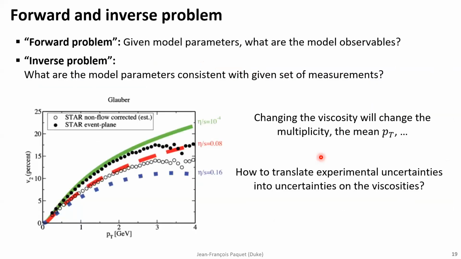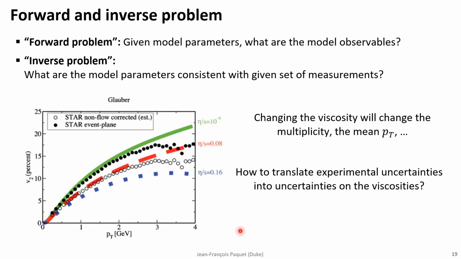All right, so the challenge that we have is that we're not trying to do what is done here, which is, given a viscosity, what do we predict for the observable? We want to do exactly the opposite. We want to ask, given the observables, what is the ensemble of viscosities that are consistent with the measurement and with the uncertainties from the measurement?